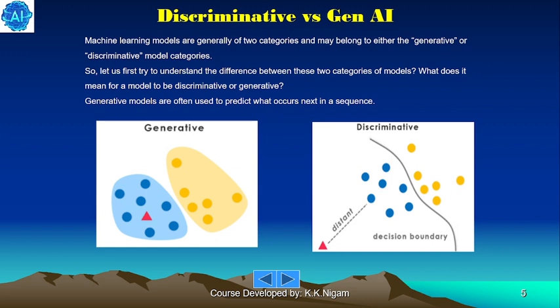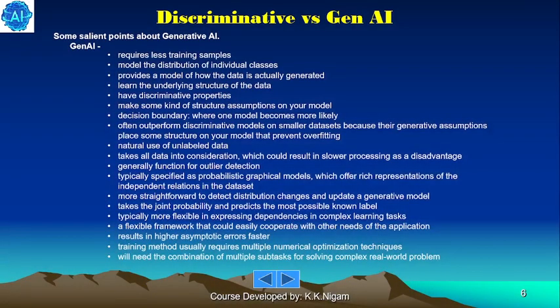Machine learning models are generally of two categories and may belong to either the generative or discriminative model categories. So let's first try to understand the difference between these two categories of models. What does it mean for a model to be discriminative or generative? Generative models are often used to predict what occurs next in a sequence. Some salient points about generative AI.